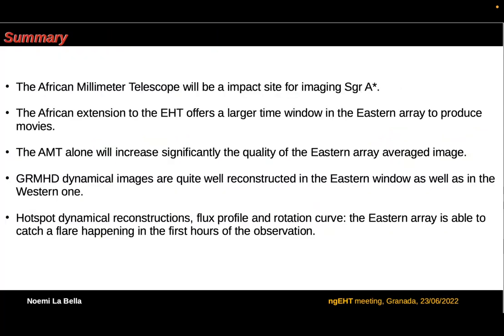I will leave the summary here, but I think the message is clear. The African millimeter telescope alone will significantly increase the quality of our average image and our dynamical reconstruction. If we would like to study the variability of Sagittarius A*, for example, if there is a flare during the first hour of observations, we are able to catch it with the African extension to the EHT, so with the Canadian telescope and the African telescope. Thank you.